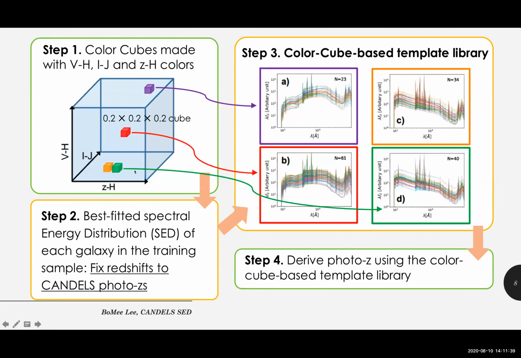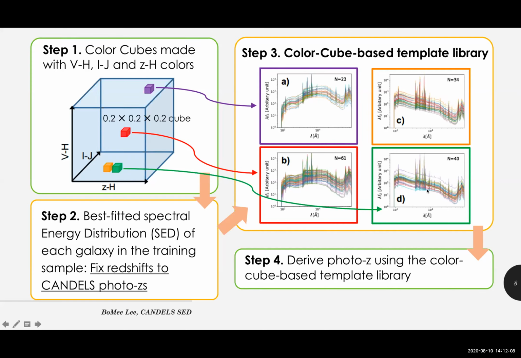Here you are seeing 3 color cubes and 3 sets of galaxy SEDs. Those color cubes are located differently in V-H, I-J, and G-H space. Purple, red, and green boxes have different types of galaxy SEDs, as you can see. However, if the cubes are located closely, their SEDs are very similar, like green and orange cubes here.